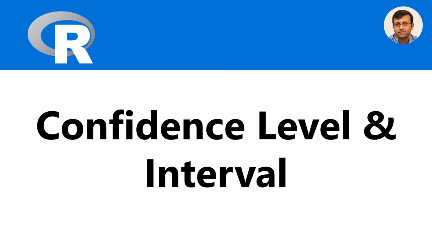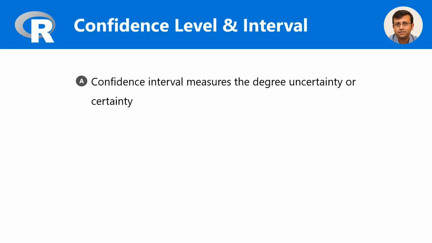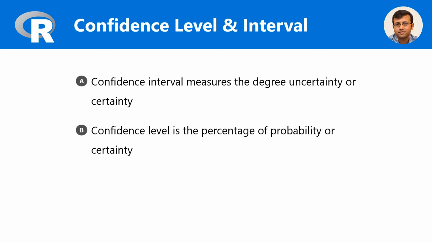In this video, we will talk about confidence level and confidence interval. The confidence intervals measure the degree of uncertainty or certainty in a sampling method. The confidence interval can take any number of probabilities, with the most commonly used being 95% or 99% confidence level. The confidence interval and confidence level are interrelated, but they are not exactly the same.